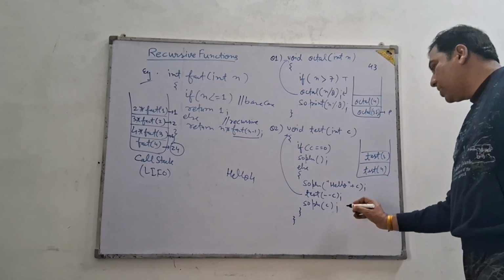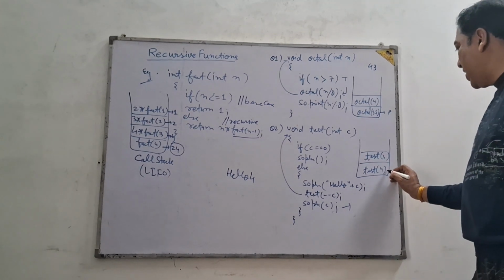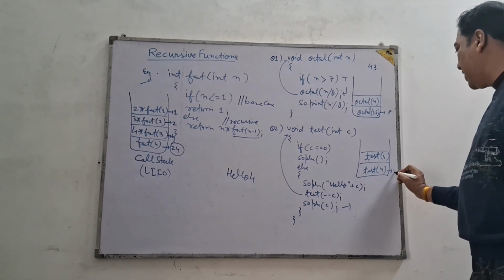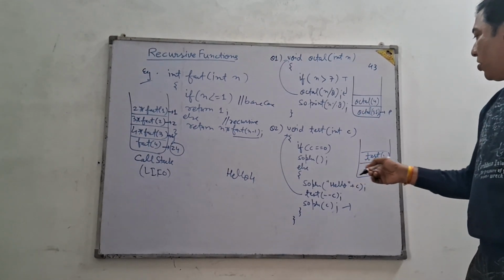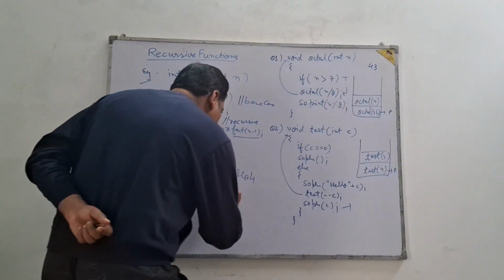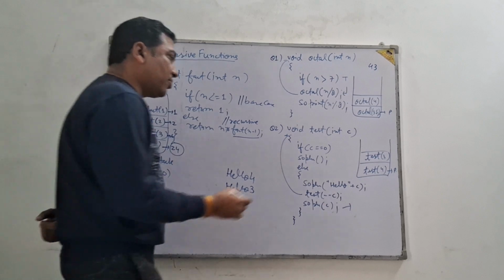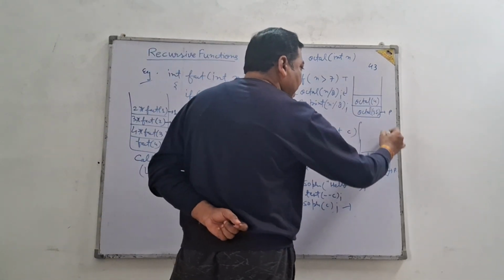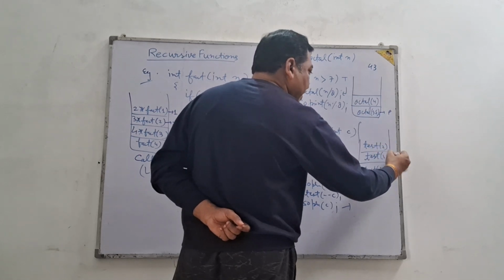And see, this line is below the recursion. That means this will become pending. So when we are making another call, something is pending which is to be printed. Okay. Now you are coming with 3. 3 is equal to 0. Condition is false. So another output will be there. Hello 3. And the next call will be test minus minus c. That means test 2. And here something is pending.